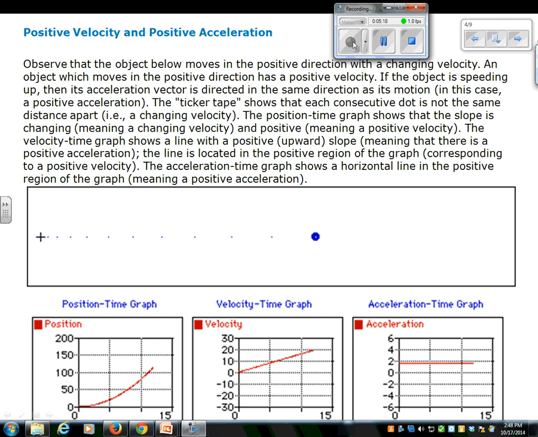I want you to write somewhere in the margin: signs the same. The signs are the same. What signs am I talking about? They're positive. The velocity sign is positive. The acceleration sign is also positive. When the signs are the same, the object does what? Speeds up. When the signs are the same, the object speeds up.